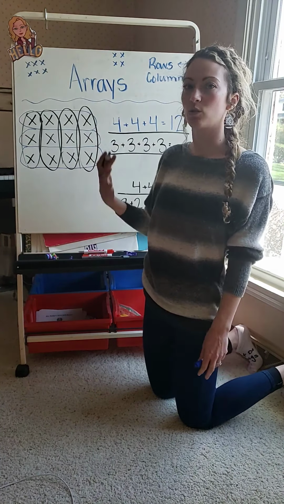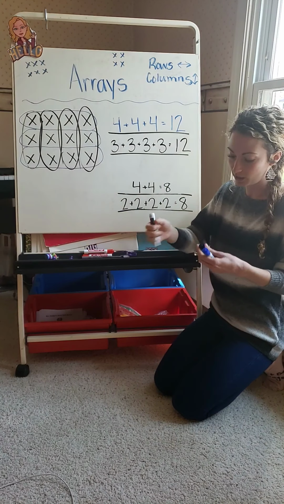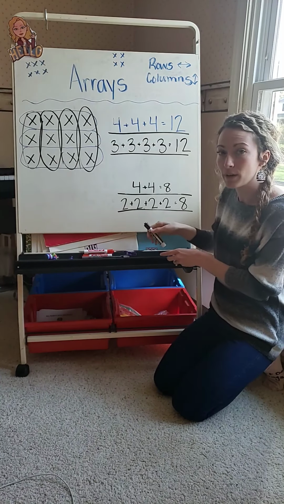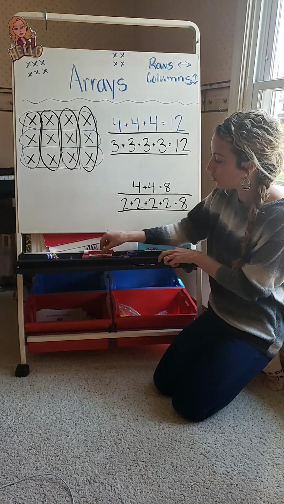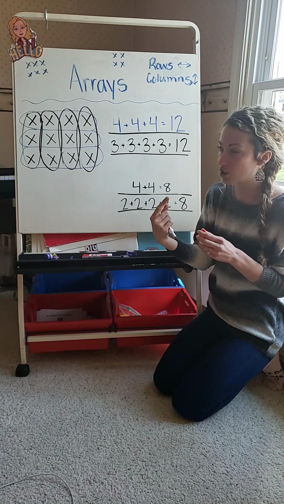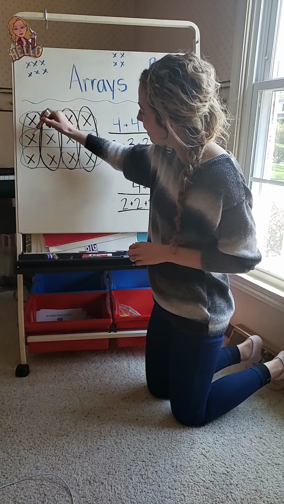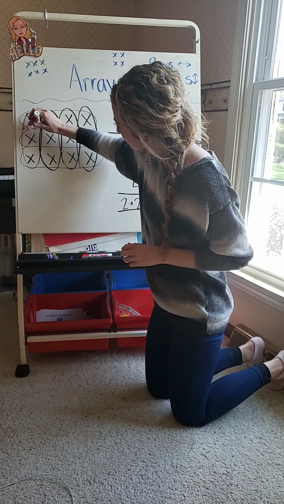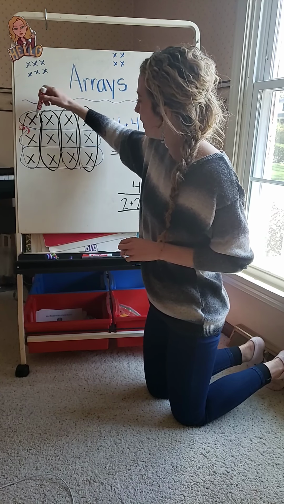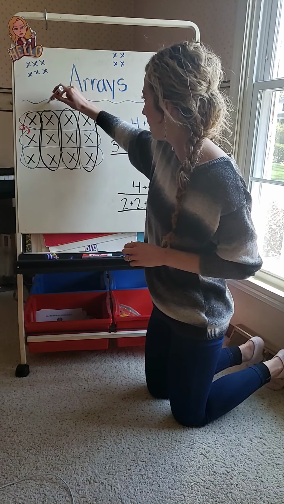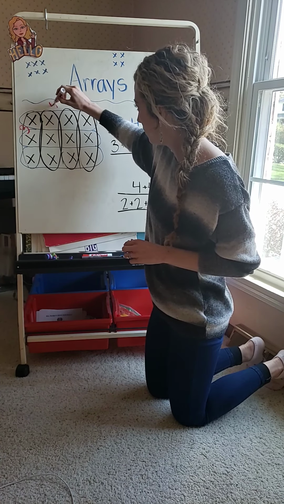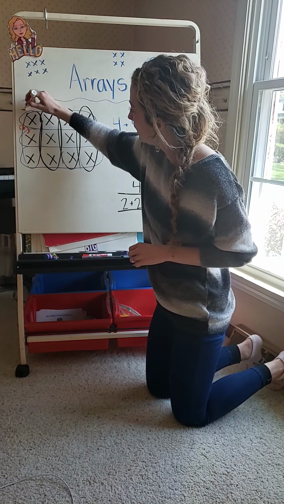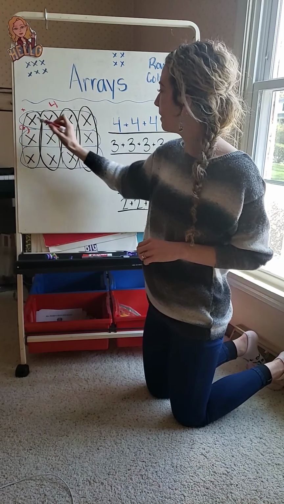Okay, so in second grade, that is all we are worried about. But for my friends who are ready, remember, arrays prep us for multiplication. So what our multiplication would look like is we have 3 rows, and we have 1, 2, 3, 4 in each row. So our multiplication sentence would be 3 times 4 or 4 times 3.